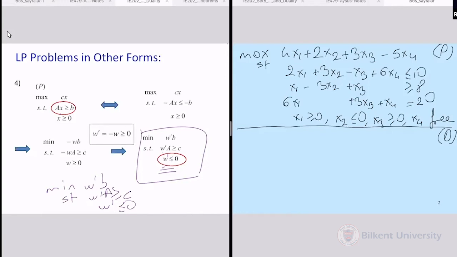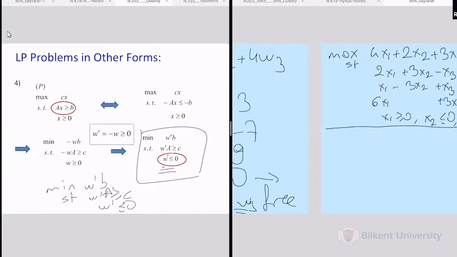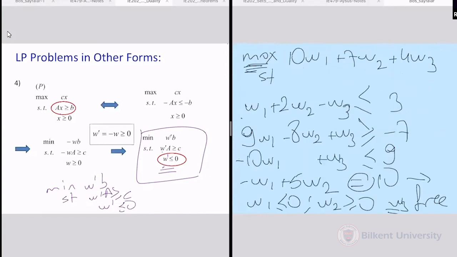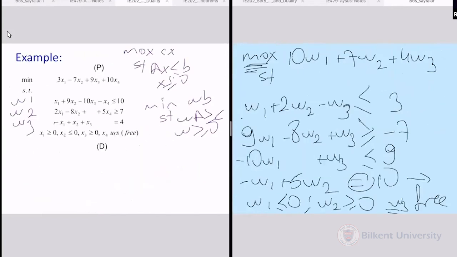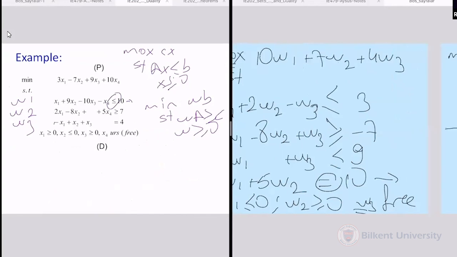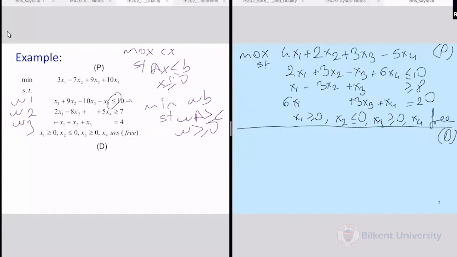Kujam, could you explain why W1 is less than 0? W1 corresponds to the first constraint. The first constraint, minimization, is less than or equal to. That's reverse, because in minimization, I want greater than or equal to. That's why W1 is less than or equal to. Yes, most of you answered the question I just asked. Yes, we do need 3 dual variables.